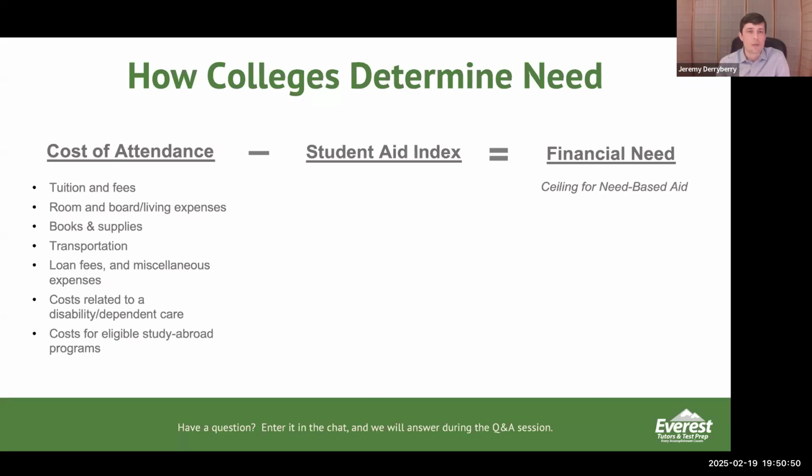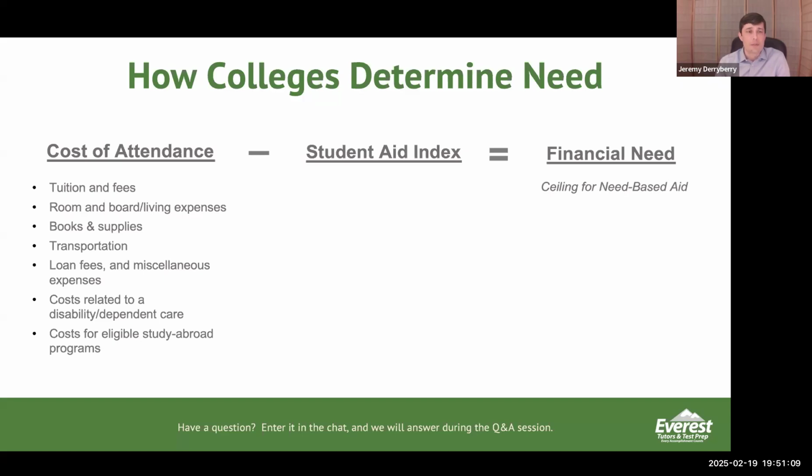They're then going to incorporate the student aid index, and then they're going to determine your financial need. What you need to understand is this is a ceiling for how much need-based aid they're going to give you. That's the maximum that they might be willing to provide for you.